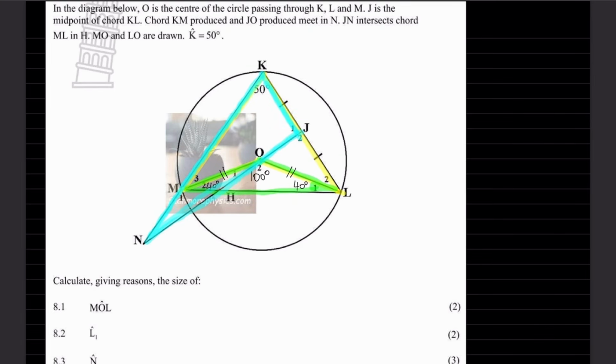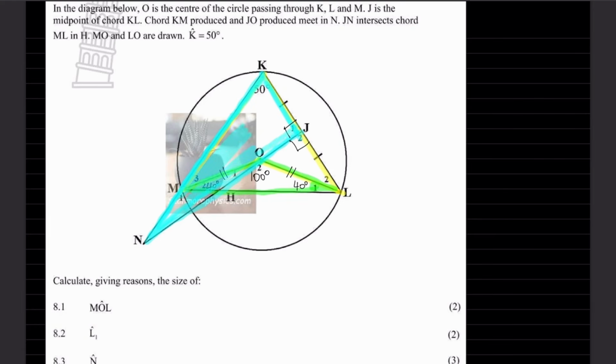Now I see chord KL drawn for me, and I can see that KJ is equal to JL. This brings me back to a theorem where if you have a line drawn from the center, and if it bisects a chord, it means that it's going to be perpendicular to the chord. So now we have 2 angles, and we can figure out the third angle, being angle N.